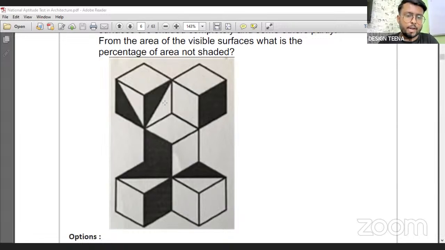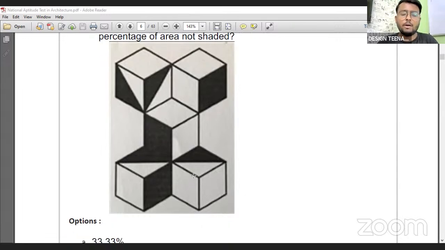If there are 15 surfaces and each side of the square is a single unit, then each surface area is 1 square unit, right? So with 15 surfaces, it is 15 square units. Now we need to identify how many surfaces are shaded. So over here I will write down 15 square units, which is the total surface area.